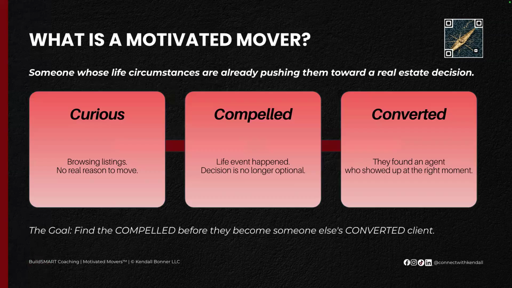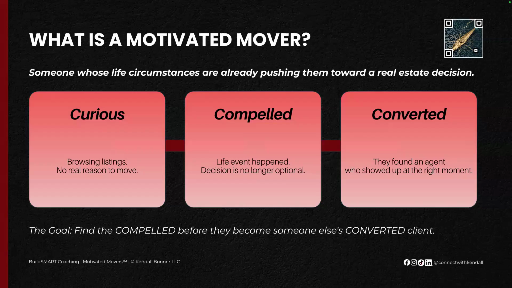I'm going to break this down with 3 words: curious, compelled, and converted. Curious. These are people that are just browsing. They're watching. There's no real reason for them to move. These are the people that talk to you about interest rates, then they disappear for 6 months, or they say things like, I'll list my home when. You know these people. The problem is they're just curious. In fact, many of them are in your database and in your pipeline and people you're calling right now. But I want you to know your job isn't to hunt the curious.